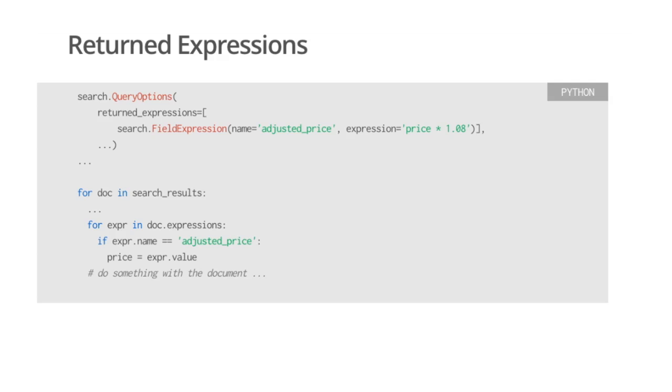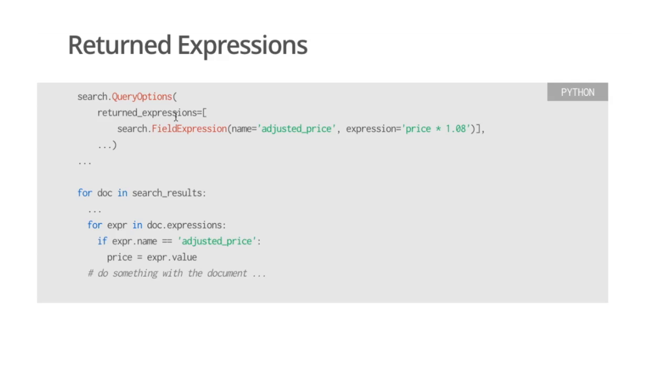As a simple example, suppose that we want to calculate prices including sales tax for our products. Suppose the sales tax is 8%. We create a search field expression with the name adjusted price, whose value is price times 1.08.